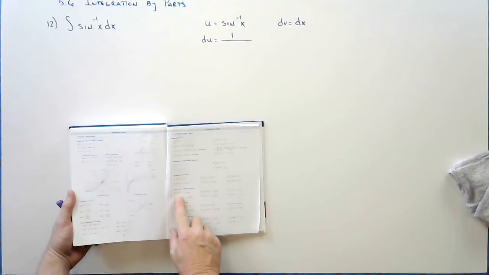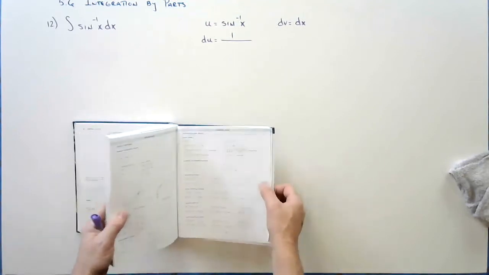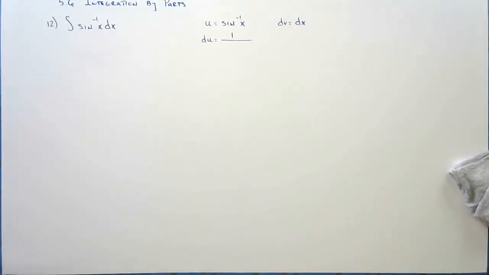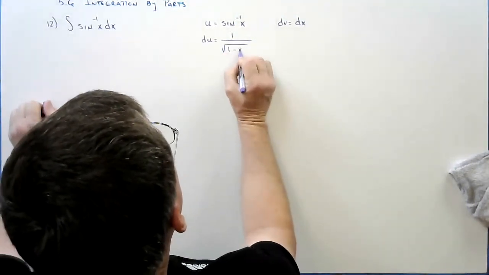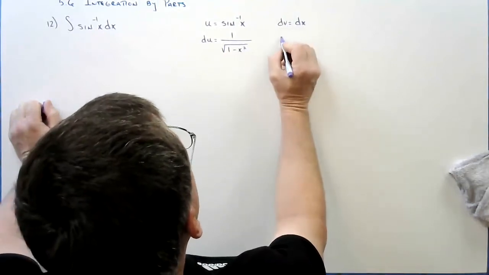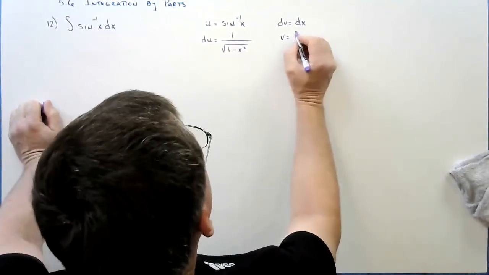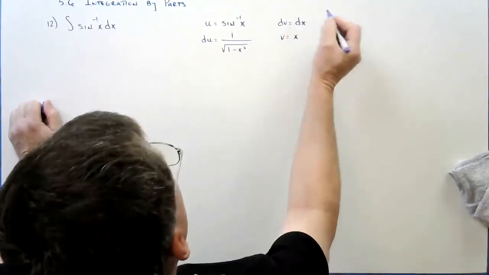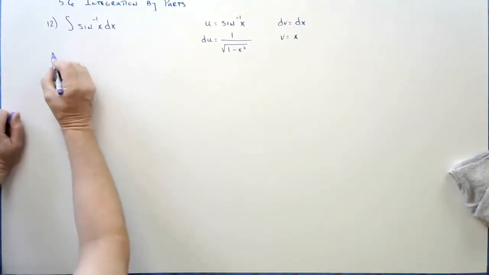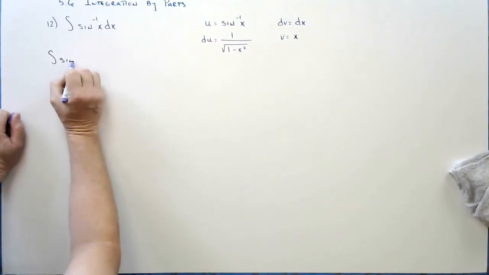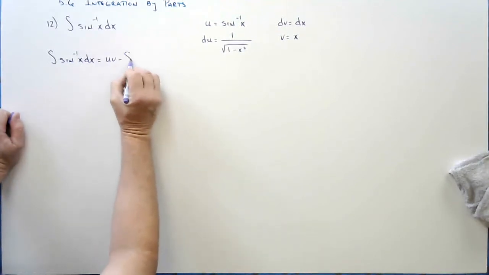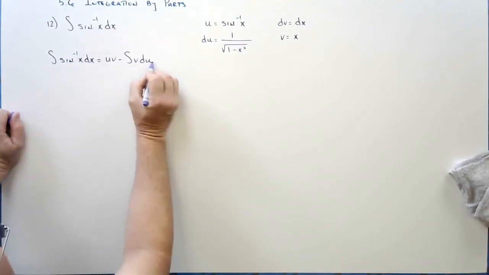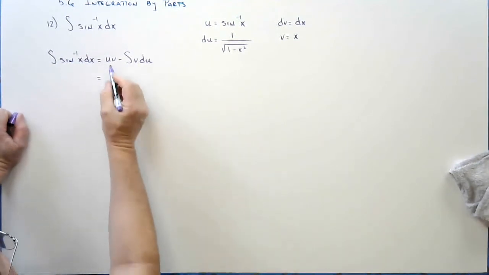Formula number 19 says the derivative of inverse sine is 1 divided by the square root of 1 minus x squared. Okay. So we know this is 1 divided by the square root of 1 minus x squared. When we integrate dx, we're going to get x. The integral of dx is just going to give us x. So now we're ready to proceed. We have the integral of sine inverse dx. That's going to be u times v minus the integral of v du. So when we plug everybody in, that's going to be u times v.